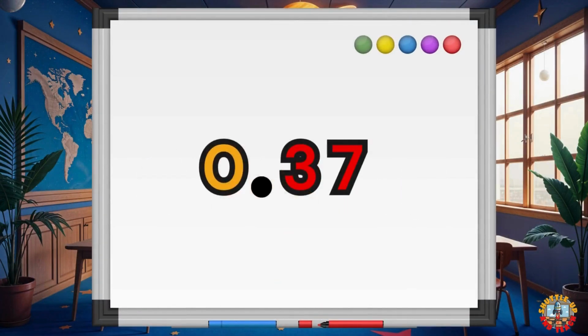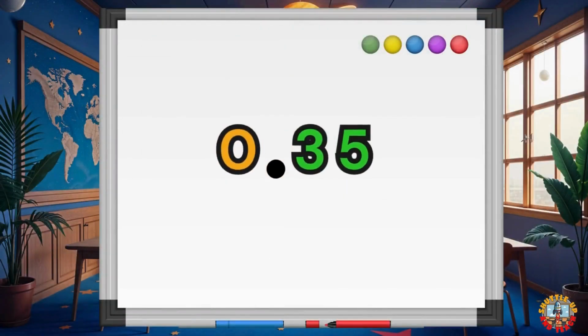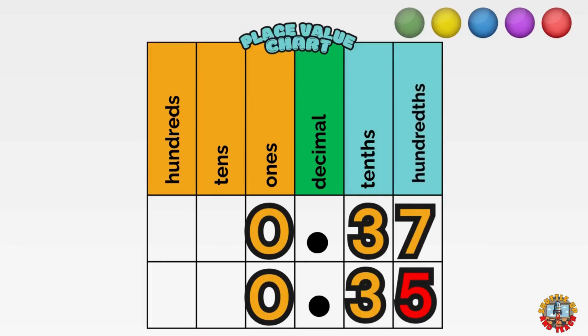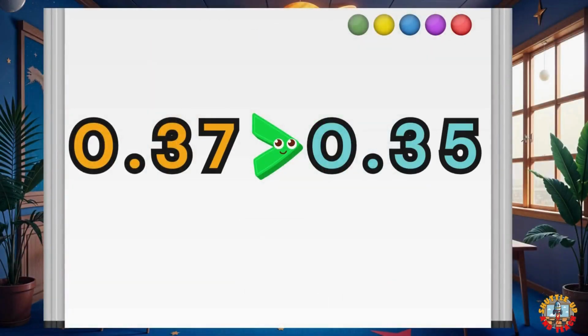In 0 and 37 hundredths, the hundredths digit is 7. And in 0 and 35 hundredths, the hundredths digit is 5. Since 7 is greater than 5, 0 and 37 hundredths is greater than 0 and 35 hundredths.